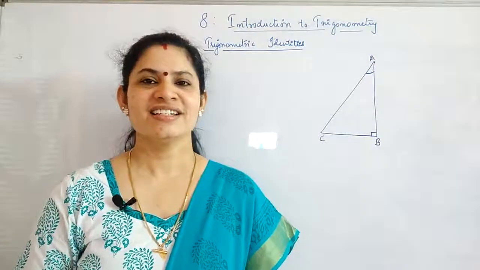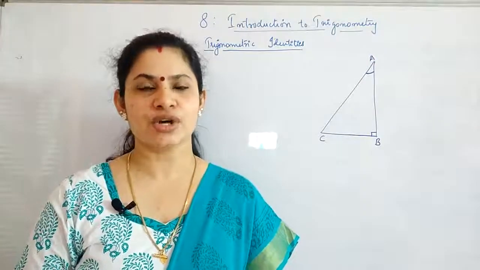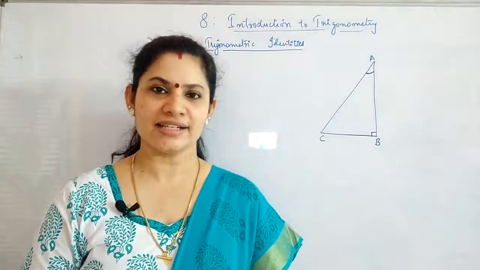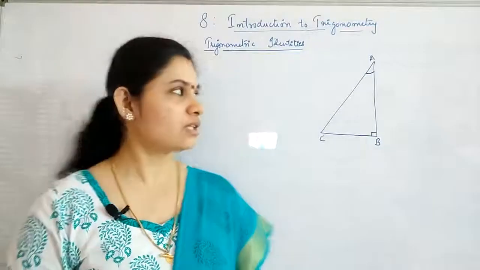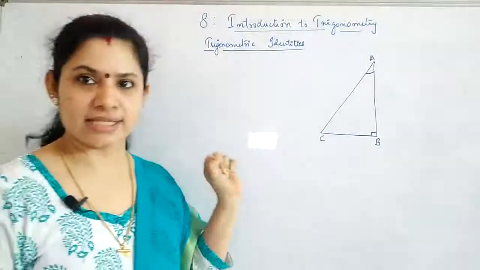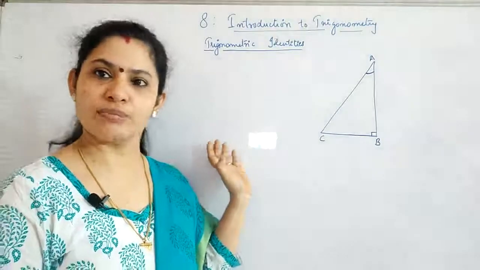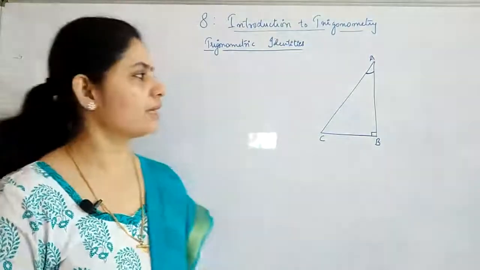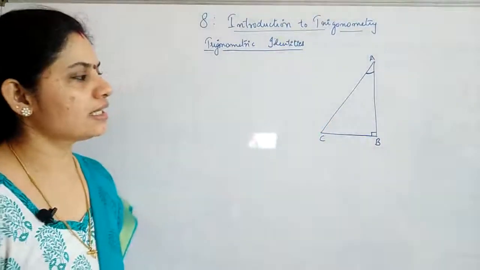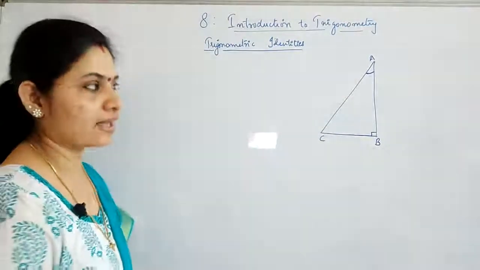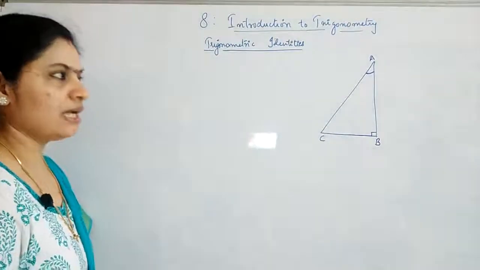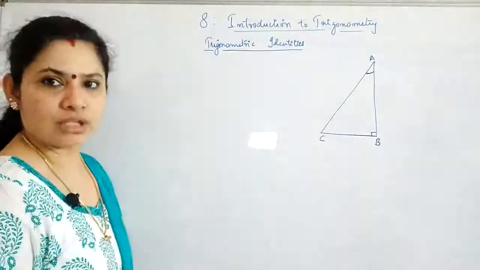Hello everyone. Today we will be discussing the new topic, which is trigonometric identities of chapter number 8, Introduction to Trigonometry. So here you will get certain useful identities through which you can prove certain problems. Now first we are considering triangle ABC, a right triangle, right angled at B, and we are just using Pythagoras theorem.